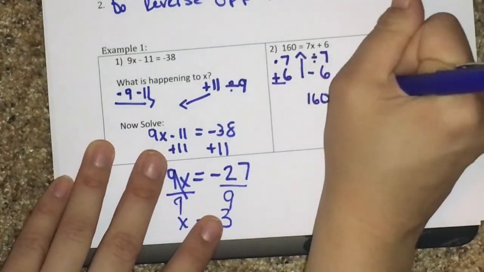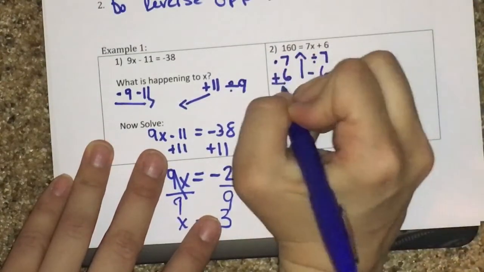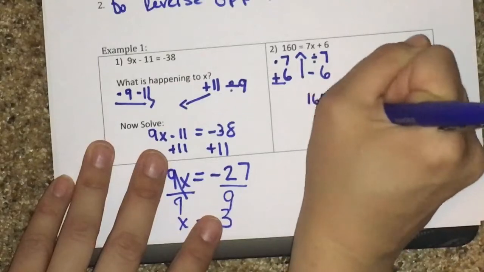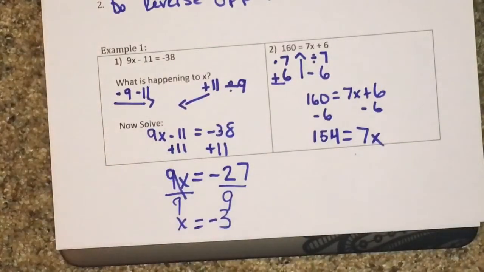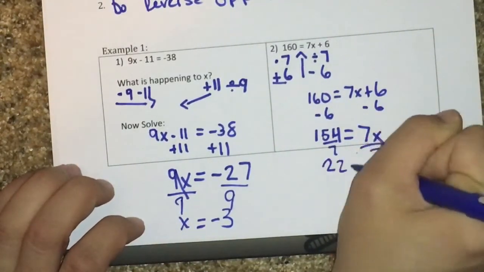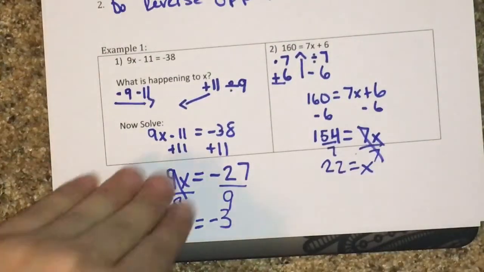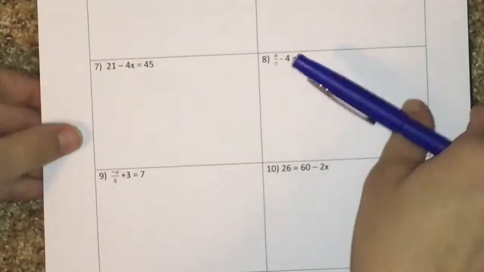So we have 160 equals 7x plus 6. So again, instead of adding 6, I need to subtract 6, which I get 154 equals 7x. And then instead of multiplying by 7, I need to divide both sides by 7. So I have 154 divided by 7 is 22. Let's go ahead and do number 3 and 4, and then we will be done for this video.